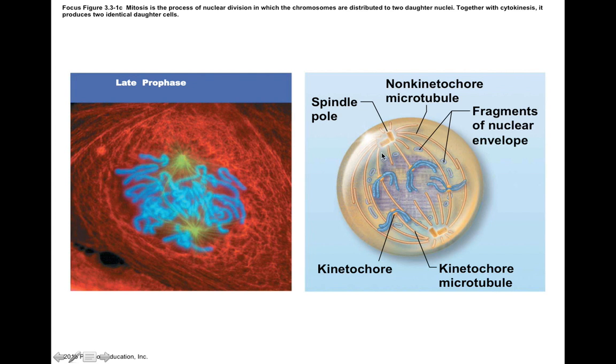We also see that the spindles form poles where they move to opposite ends of the cell, and this starts to prepare the cell for division in the sense that this side can pull chromosomes this way and this side can pull chromosomes this way. And we call the place where chromosomes bind to the microtubules the kinetochore. Kineto meaning movement, core meaning center. So the kinetochore is basically a place where these chromosomes can bind to microtubules and then move in a particular direction.